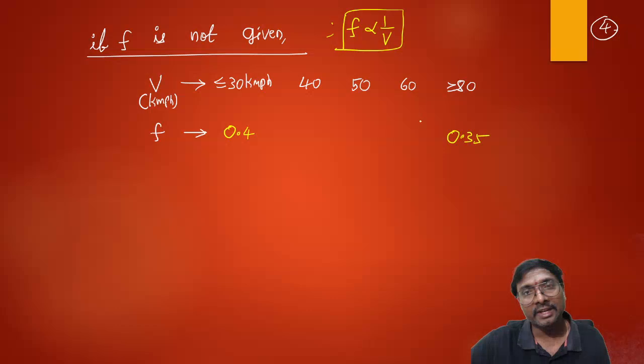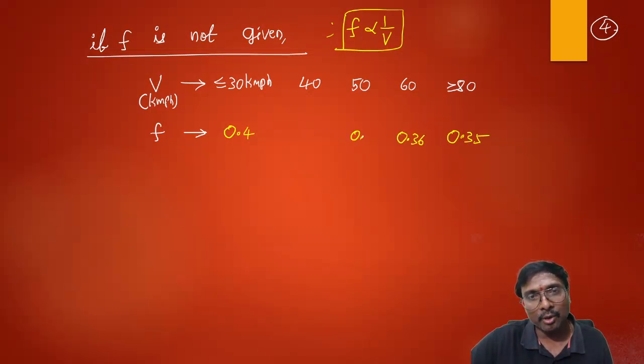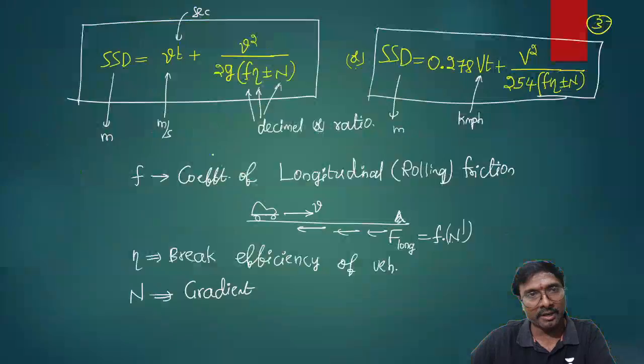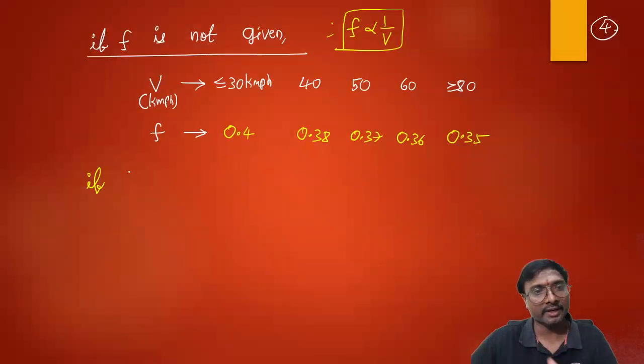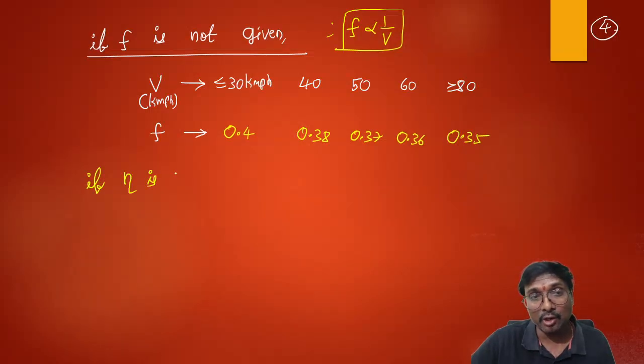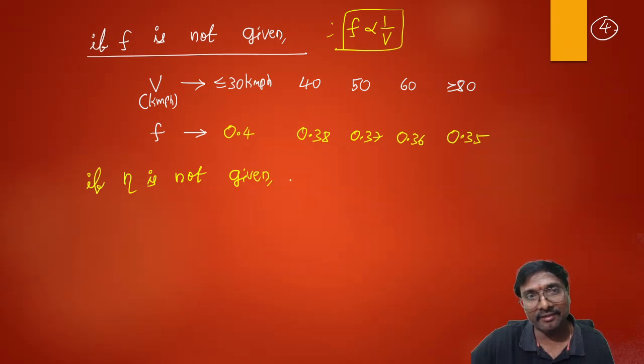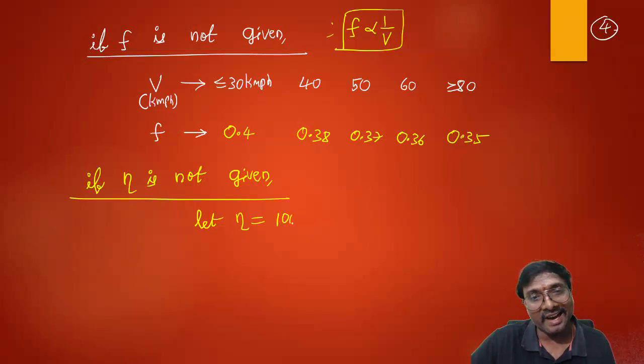How can you get the remaining values? Just write them in increasing order: 0.35, 0.36, 0.37, and 0.38. Like that we can remember easily, right? If f is not given, we know how to select. If brake efficiency eta is not given, then what do we need to take? If brake efficiency is not given, then let the brake efficiency be 100%. Eta, if you want to represent it in percentage, is 100%.